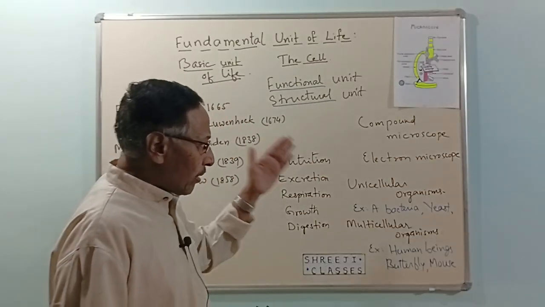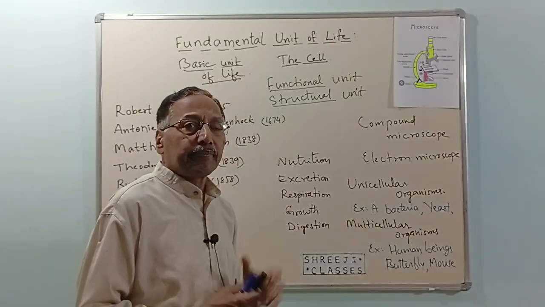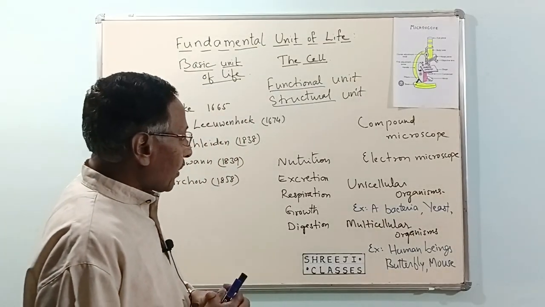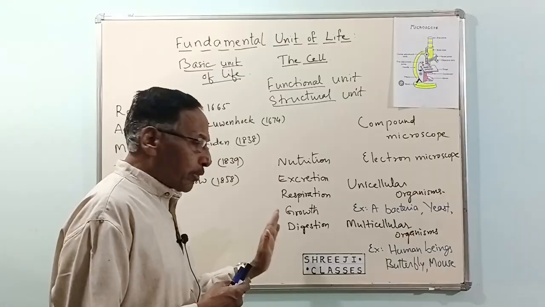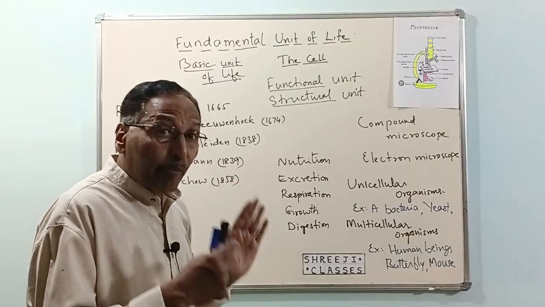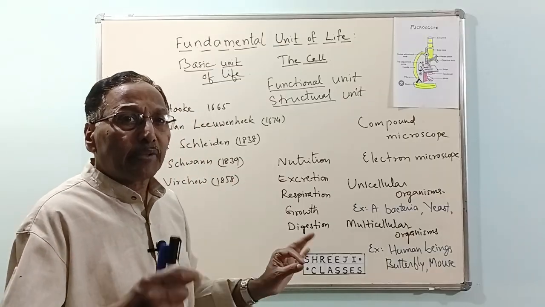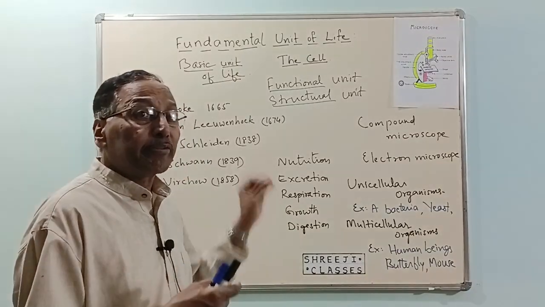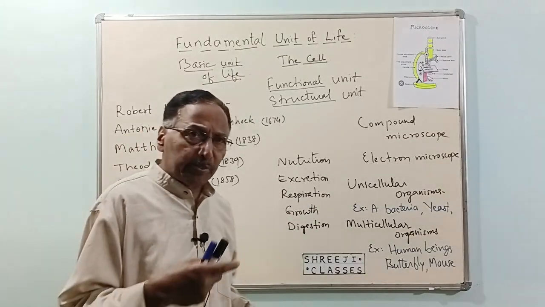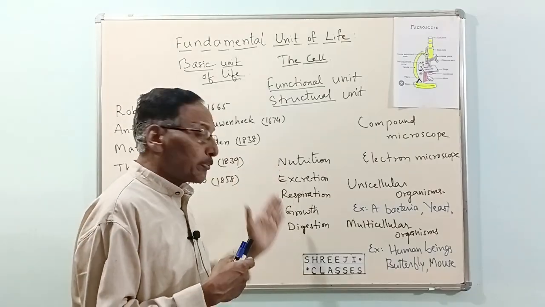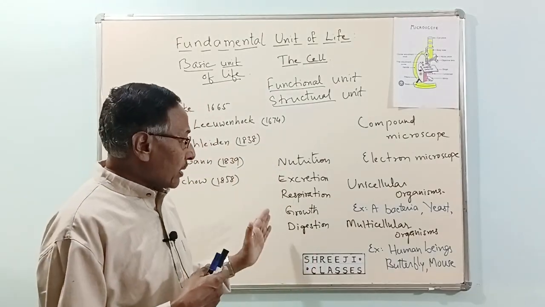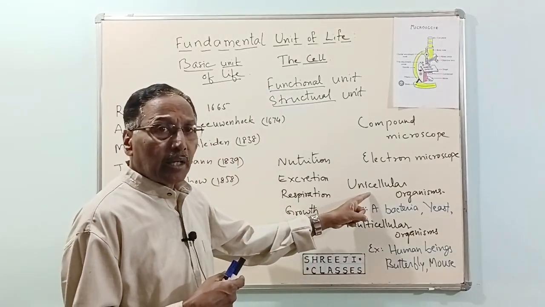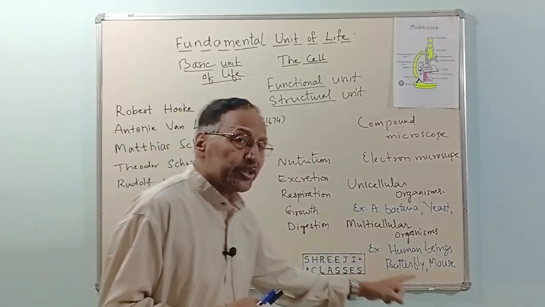Whether it is unicellular or multicellular, all these activities or processes are performed by each and every living organism. That's why they are called living organisms. That shows that something is living. What shows that something is living? These activities, these processes, whether they are performed by a single cell or by many cells.